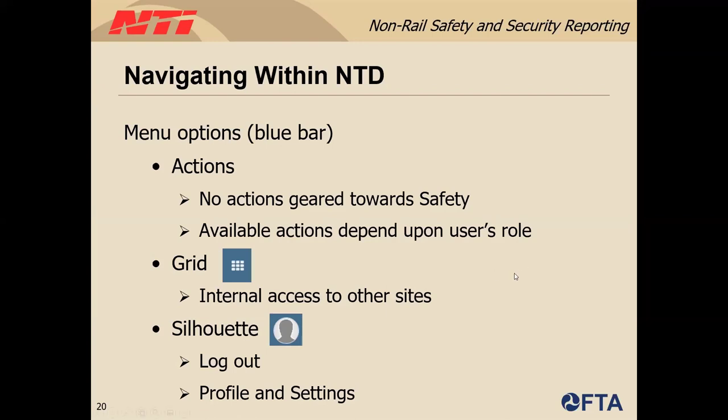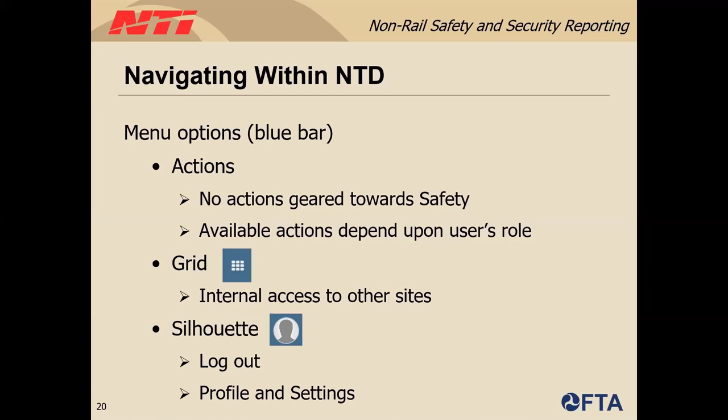The grid in the upper right-hand corner of your screen gives you access to other FTA organizations, such as the user management module, the state safety oversight reporting tool, and so on, again, depending on your user access.